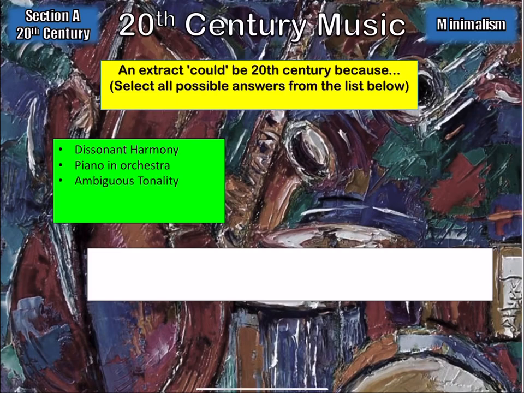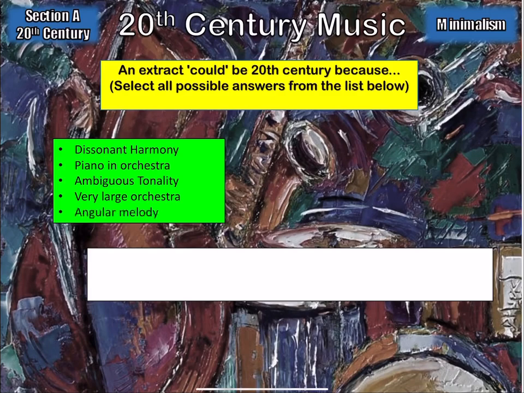One of my favourite words, ambiguous. So ambiguous tonality, meaning not a clear sense of major or minor or even modal, somewhere in between. Again, it depends on the piece of music, but you could have a very, very large orchestra.